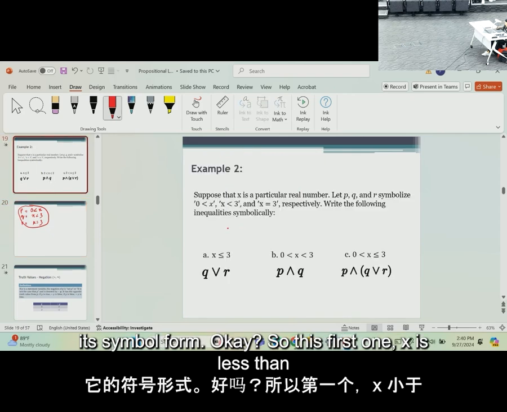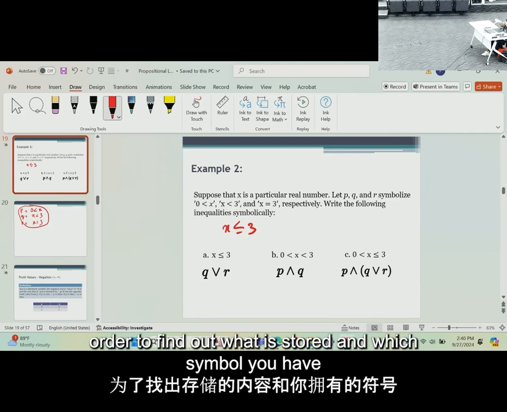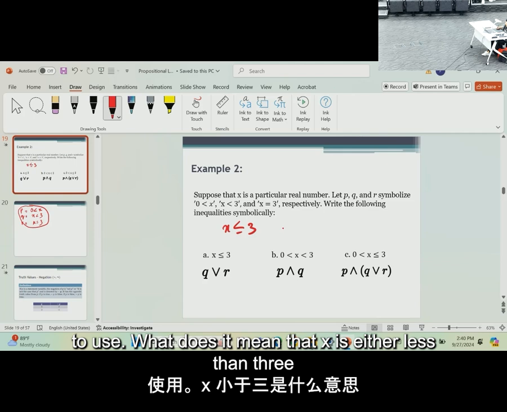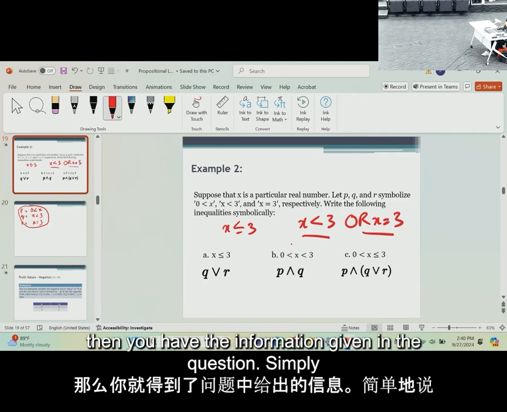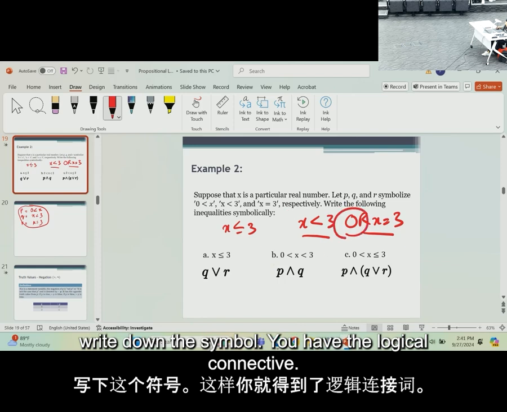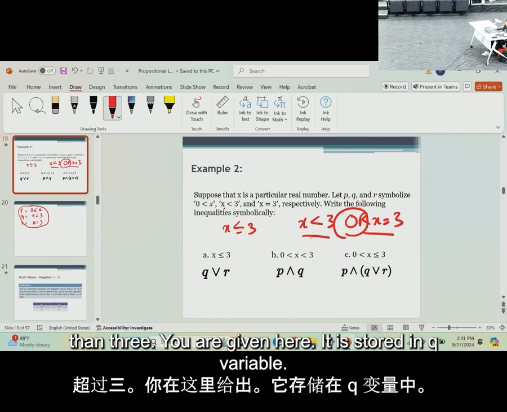Okay, so this first one, x is less than or equal to 3. Break it down to find out what is stored and which symbol you have to use. What does it mean? That x is either less than 3 or it is equal to 3. Now you have broken it down, and you have the information given in the question. Simply write down the symbol. You have the logical connective, just write down the symbol for that. So x is less than 3, you are given here, it is stored in the q variable.